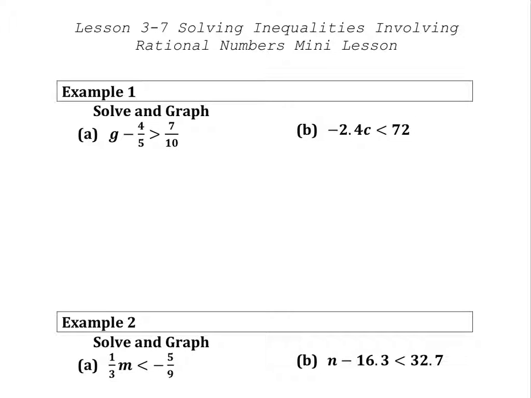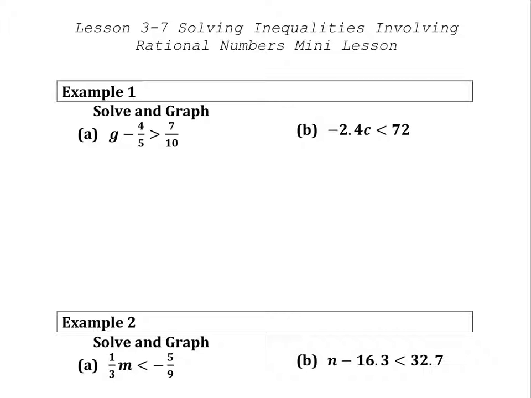Hello, today's lesson is 3-7, solving inequalities involving rational numbers. We are going to solve these like normal, except now we have rational numbers in them, so decimals and fractions. You know how to solve an inequality. You want to isolate the variable, and then it does ask us to graph at the end. Make sure you simplify all answers as well.